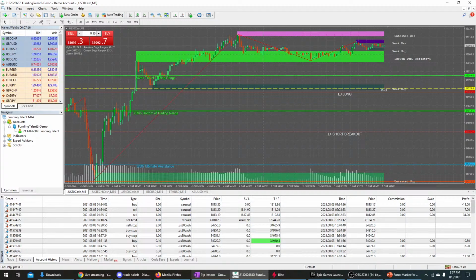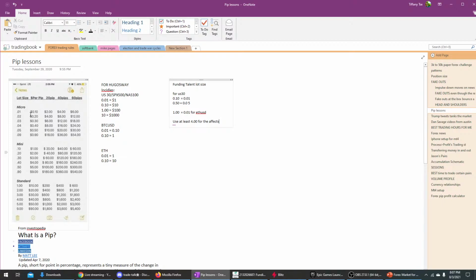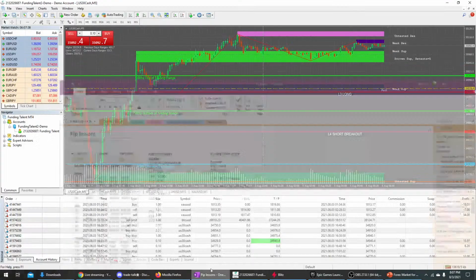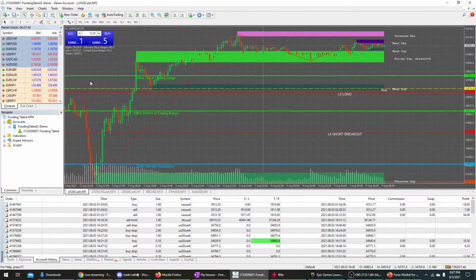So a 0.10 lot is the same thing on Hugo's Way as 0.01. It just takes a lot of pips because it's actually following these micro pip rules. Every pip is like 10 cents or a penny. Actually, it's a penny. So a mini is like 10 cents, and the standard is 1 lot. When you do 1 lot on Hugo's Way, you're actually really leveraged. You actually use the whole account.